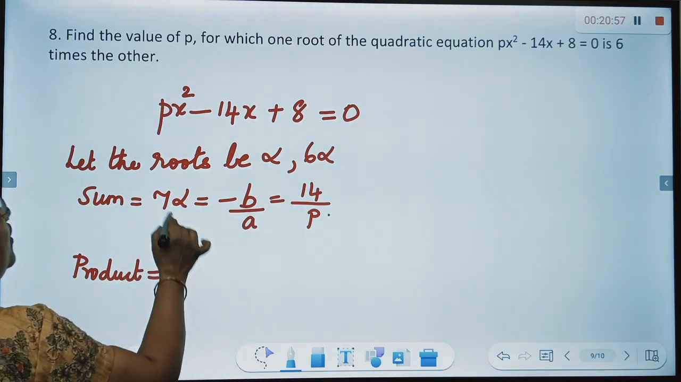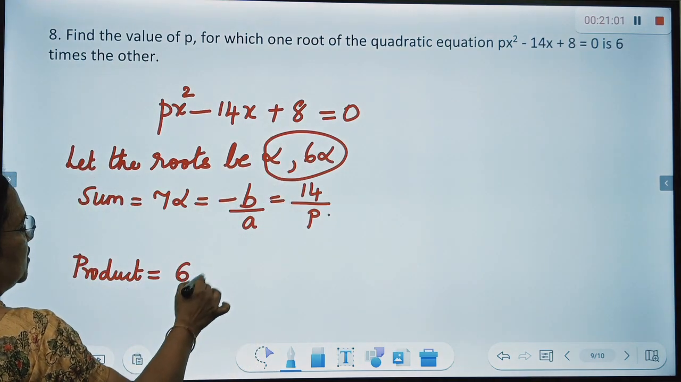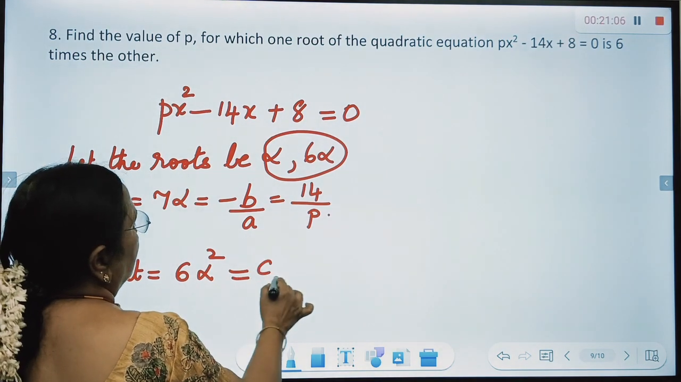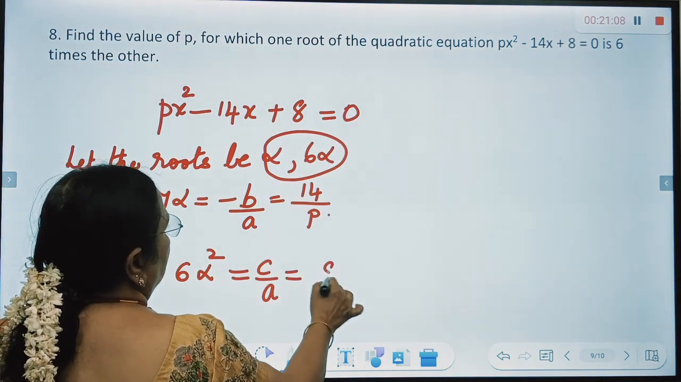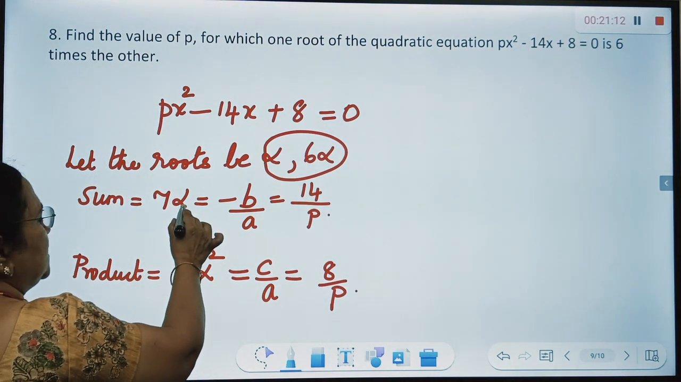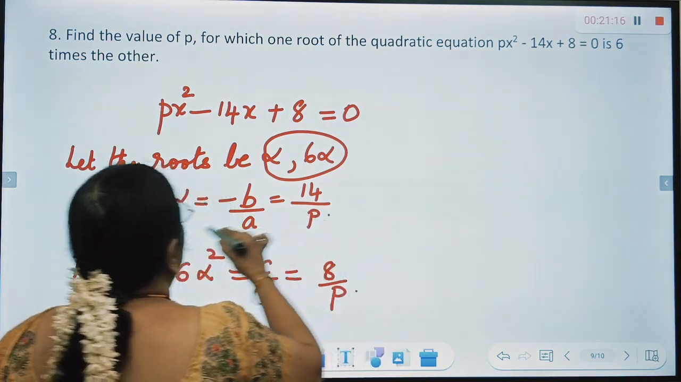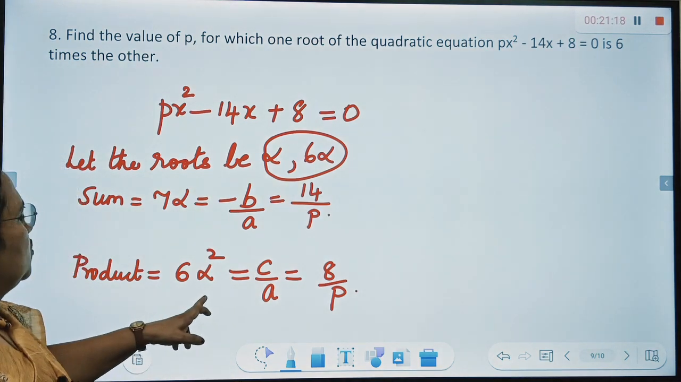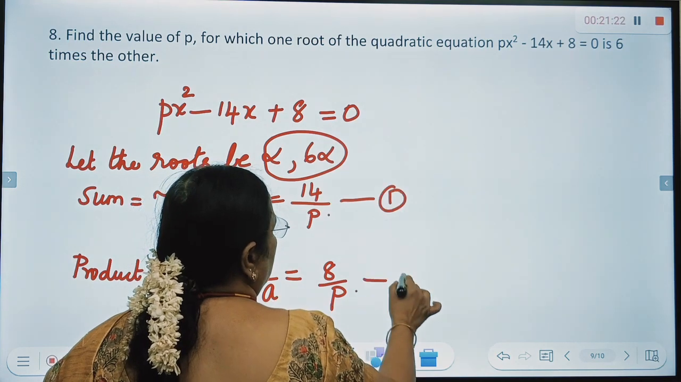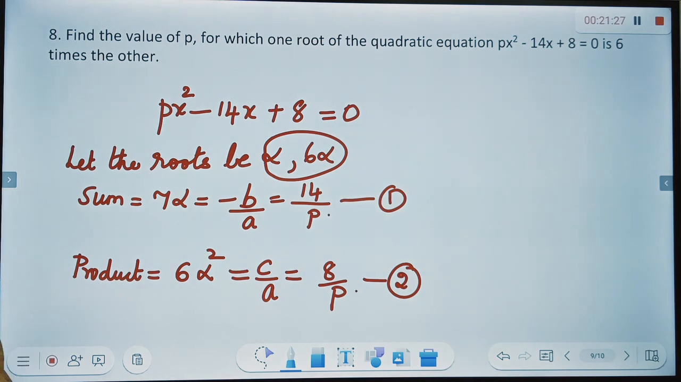Which is alpha into 6 alpha, which is 6 alpha square, which is equal to c by a. C by a is 8 by p. Okay, now from this, I'll get alpha, or I can do one thing. Here I have 6 alpha square. Now this is equation 1 and this is equation 2. Using these equations, we have to find the value of p.